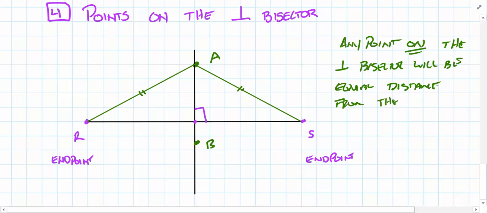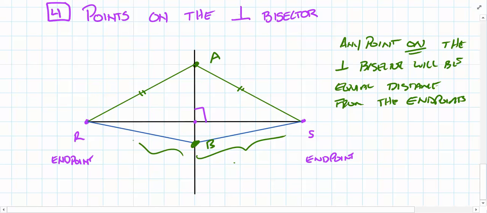It's saying that this point, point B, is the same distance away from S as it is from R. This point, point A, because it's on the perpendicular bisector, is the same distance away from R as it is from S. That's all it's saying. Okay, so points on a perpendicular bisector are guaranteed to be equal distance away from the endpoints of the segment.